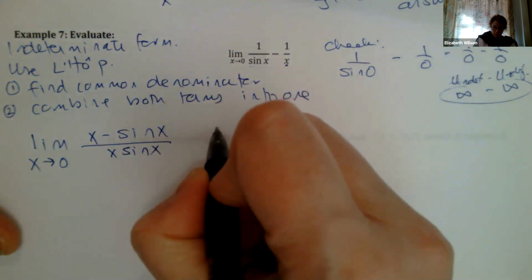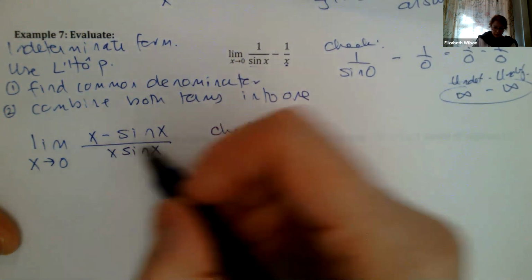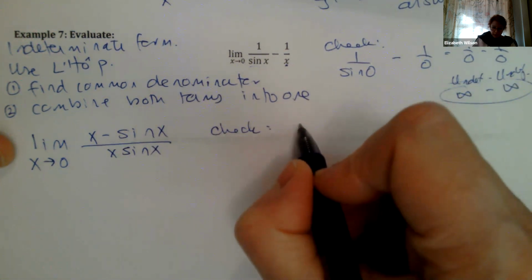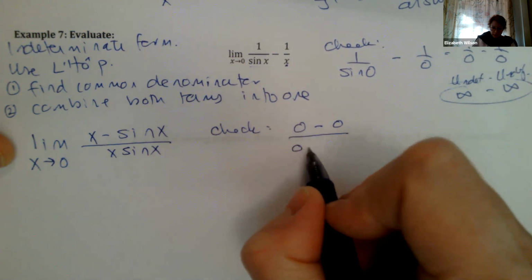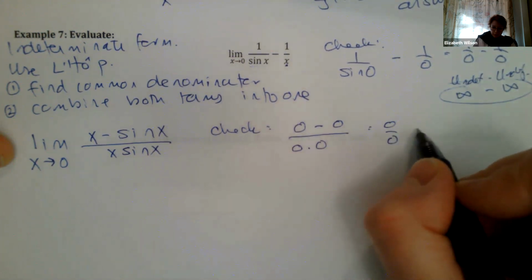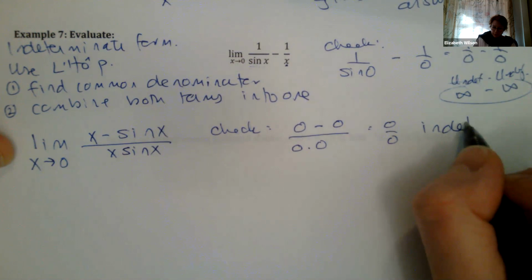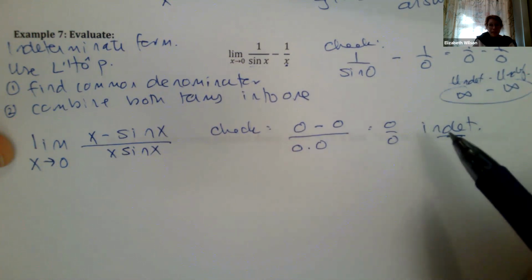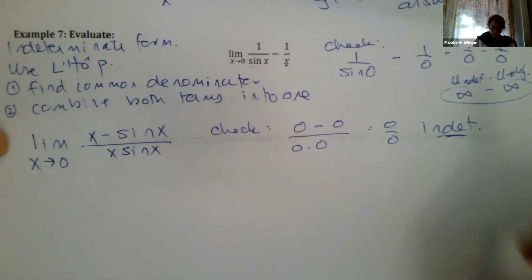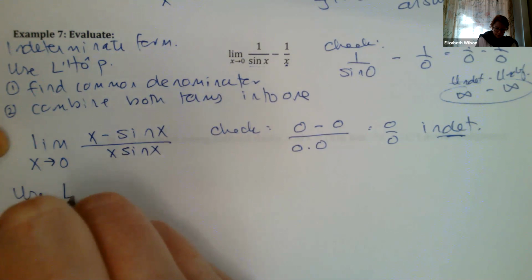Okay, and let's just do another quick check. So I'm going to evaluate this again. As x goes to 0, I'm going to get 0 minus 0, because sine of 0 is 0, all over 0 times 0. So we're dealing with 0 over 0. So this is still indeterminate, which is no surprise, right? I mean, all we did was rewrite the function. It now looks more like our classic 0 over 0 indeterminate form. So we're going to use L'Hopital's.